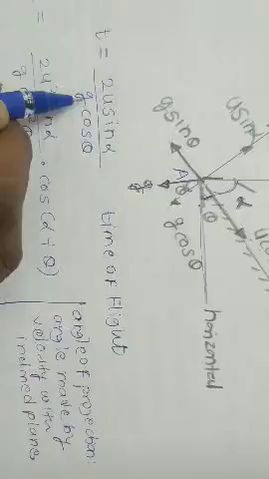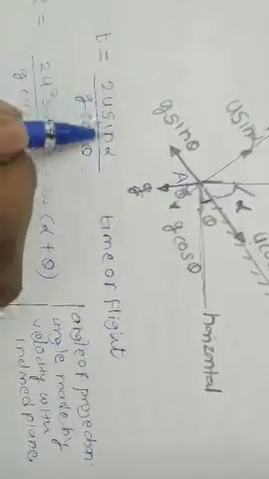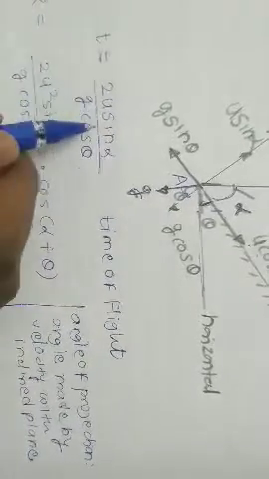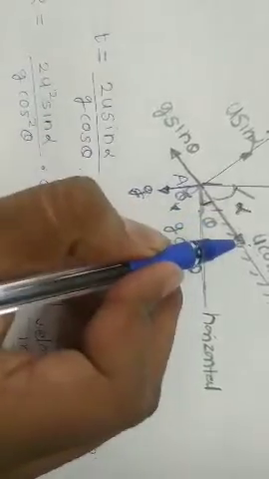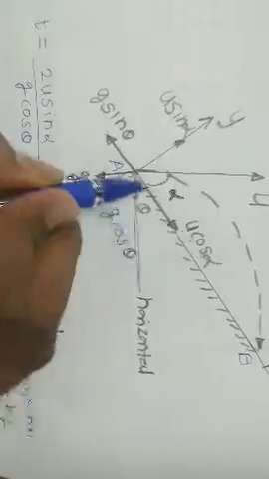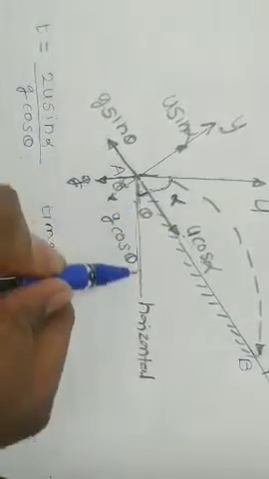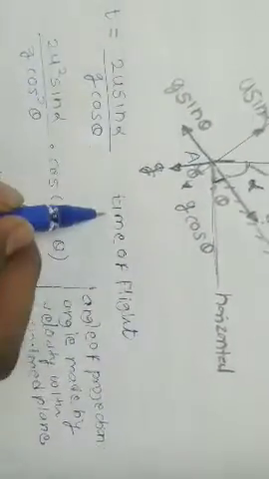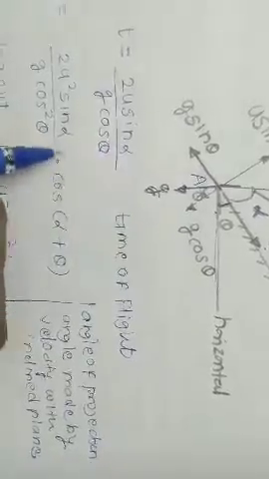Now the formula for the time of flight is 2u sin alpha upon g cos theta. On a horizontal plane it was 2u sin alpha by g. This cos theta is the effect of the inclined plane, to counteract the inclined plane effect with the horizontal. So t is equal to 2u sin alpha upon g cos theta.